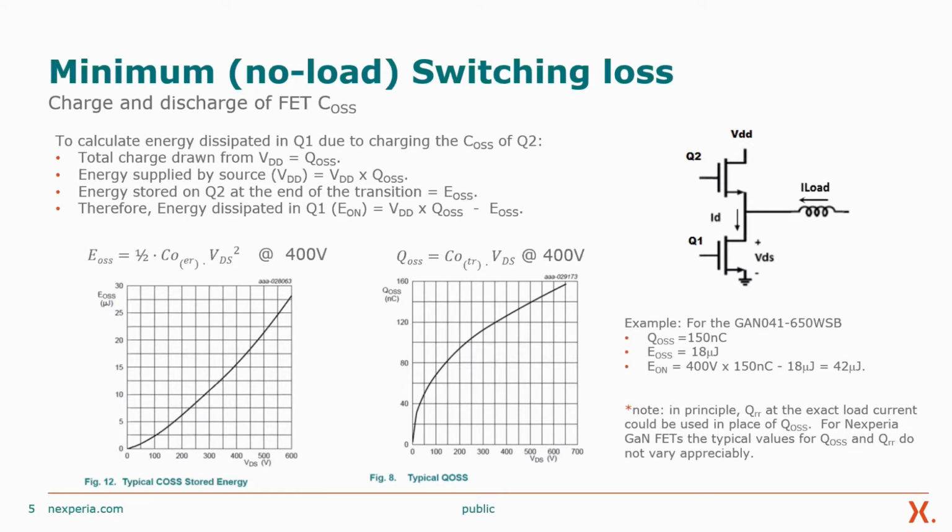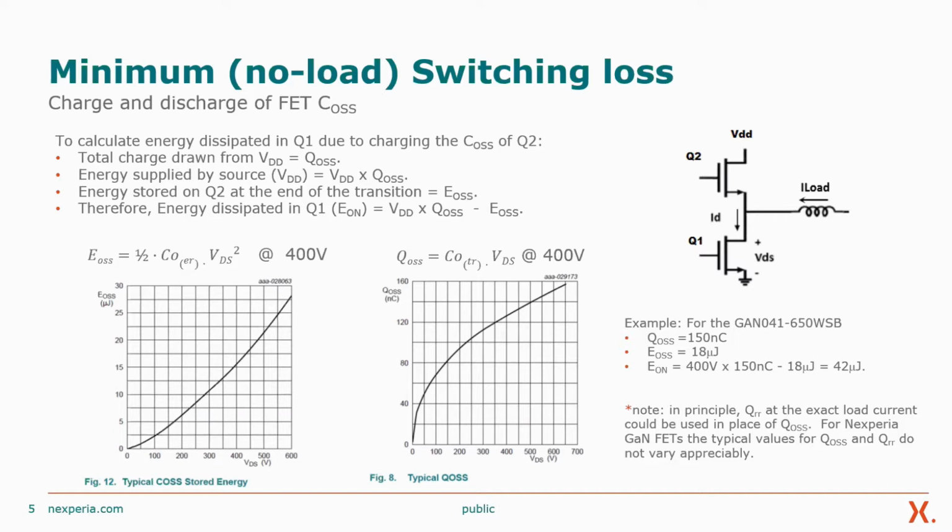We provide a curve there, or at the specific voltage of 400 volts, you can use 1/2 CV squared using the energy-related output capacitance, COER, as the capacitance value, but that only works at the specific voltage of 400 volts. Likewise, for the total charge, QOSS, we provide a graph. You can get QOSS at the correct voltage, or at the specific voltage of 400 volts, use the time-related output capacitance from the data sheet.